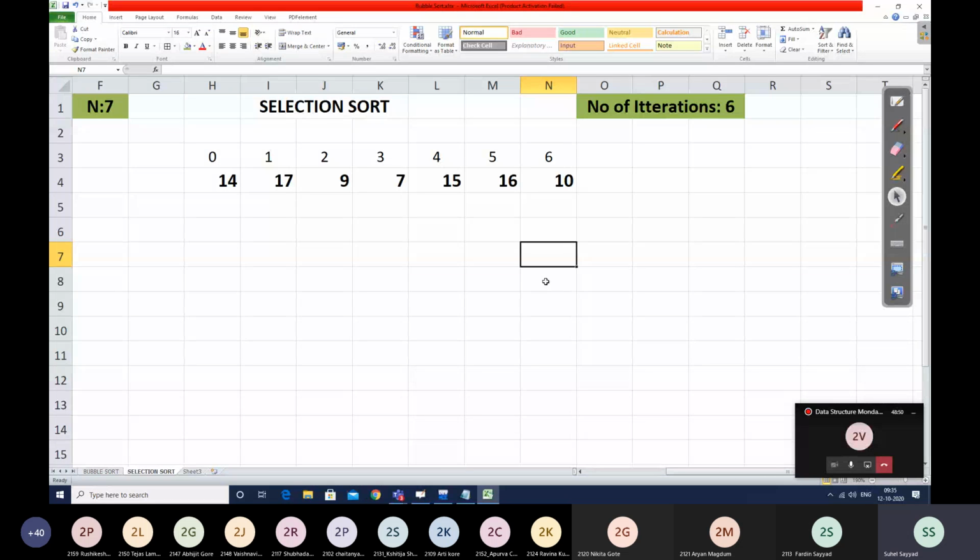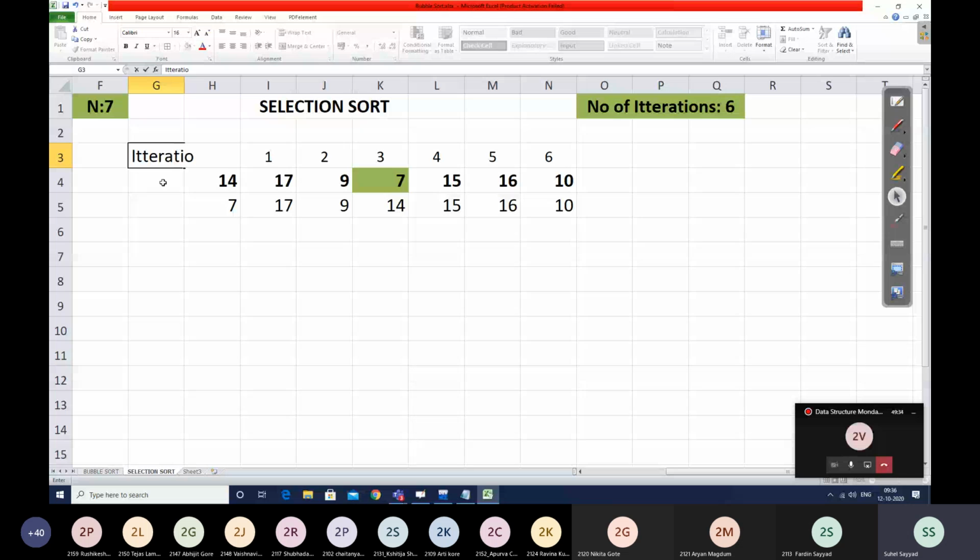So what will be the output of first iteration? There will be a swap taking place between 7 and 14. The rest numbers will remain as it is. This is the output of first iteration, because this number is identified as the smallest number in the first iteration. Did you understand this, my dear students? This is my iteration number that I am writing. Can you confirm, did you understand this?